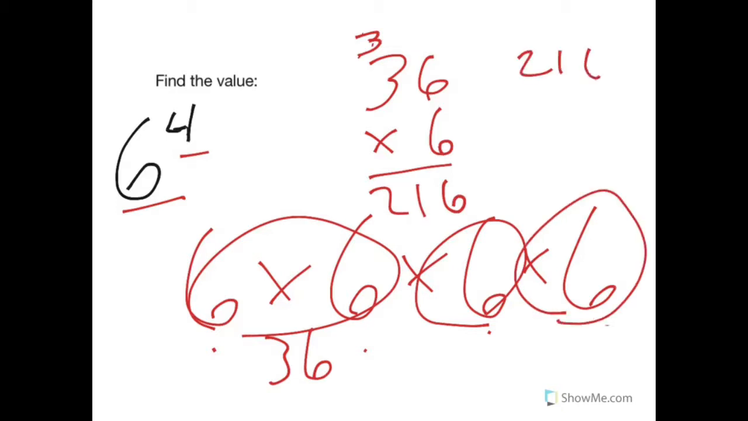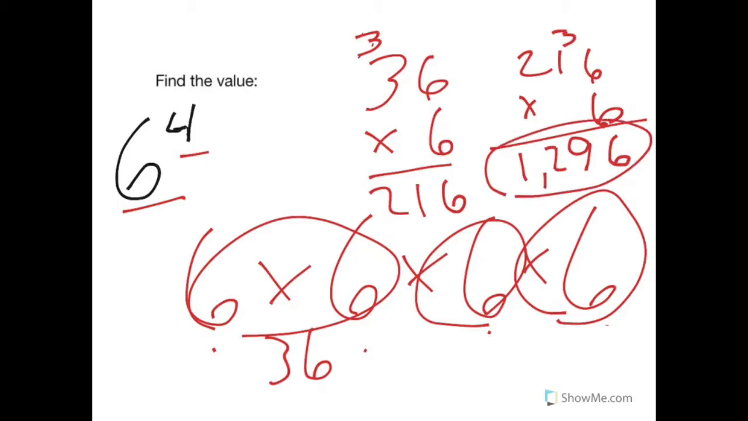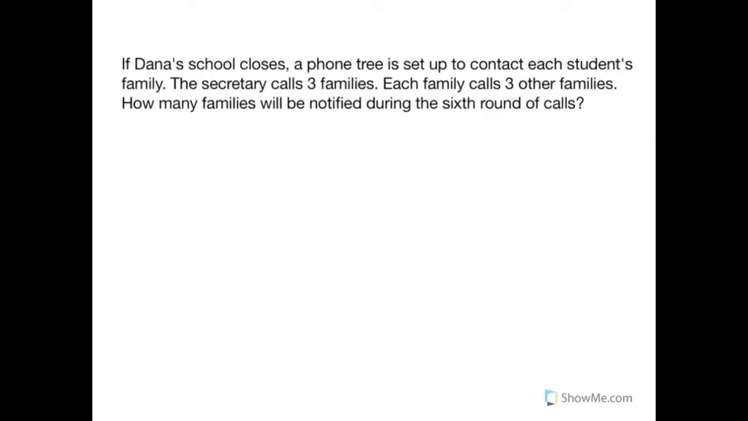216 times 6. Let's do it. 6 times 6 is 36. I drop the 6. I carry my 3. 6 times 1 is 6, plus 3 is 9. 6 times 2 is 12. And I end up with 1,296 as my value of 6 to the power of 4. All right? Let's keep going.